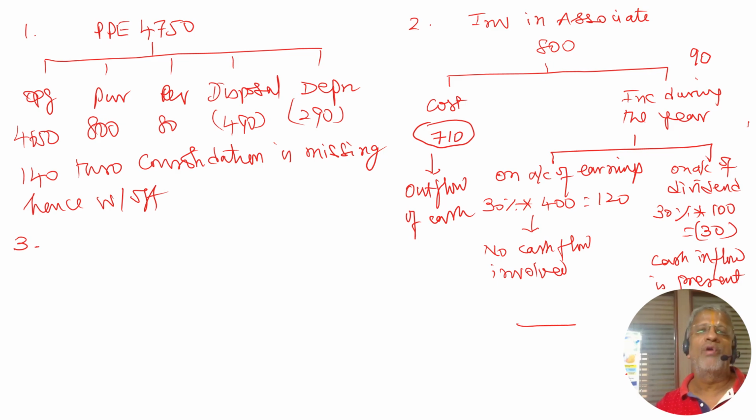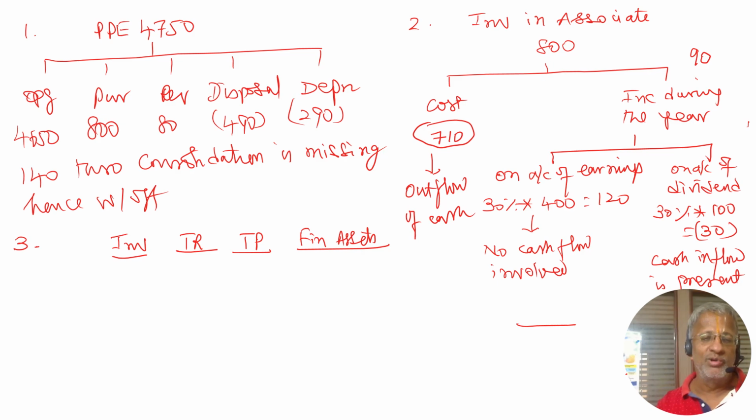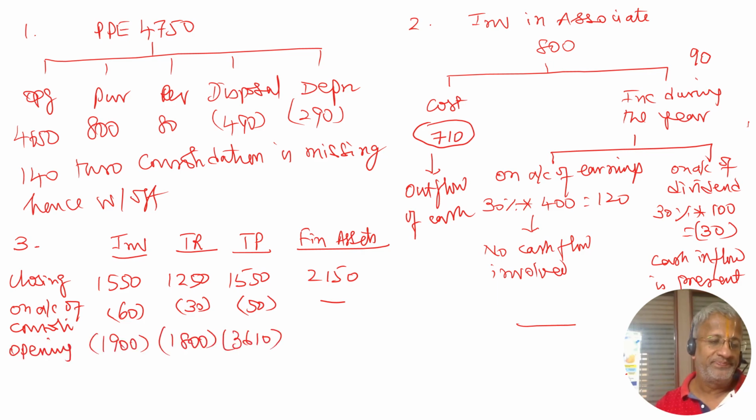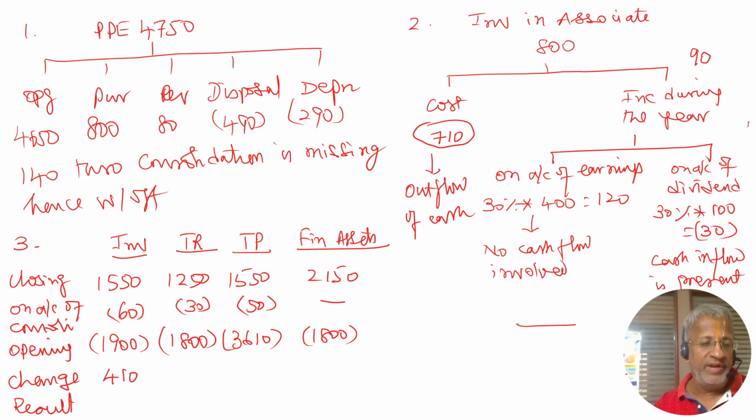Now let us take up inventories, trade receivables, trade payables and financial assets, and see how these numbers impact our cash flow. Closing balances we have taken from the respective positions, and then we have deducted the amount added on account of consolidation, because in consolidation we would have added it. That particular addition is not required because we have already paid for it. Then deduct the opening. The net result is the change, and as far as inventory is concerned, it is 410. From an opening figure of 1900, the closing figure is 1550.